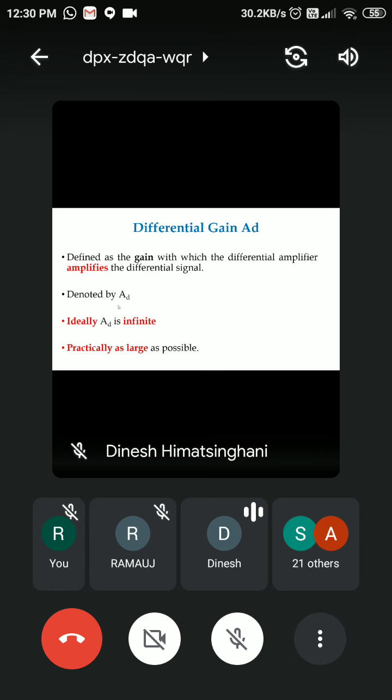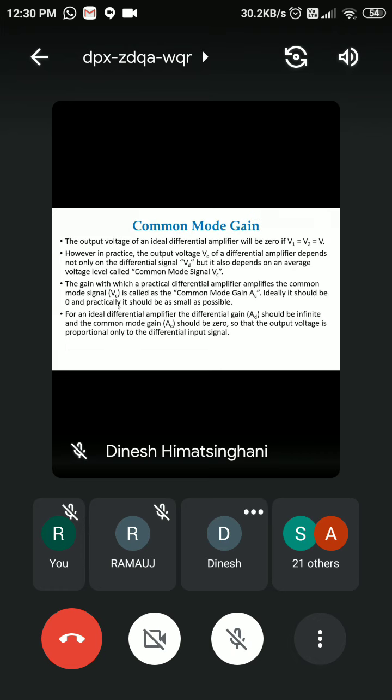You have a common mode gain. The common mode gain is the gain that amplifies the common mode signal applied at the input terminals of the op amp. Ideally, it should be 0. Practically, it should be as low as possible. So there are two important things you must know with respect to the parameters of an op amp. The differential gain should be infinite. The common mode gain should be 0. The reason is so that your output voltage is proportional to the differential input signal.